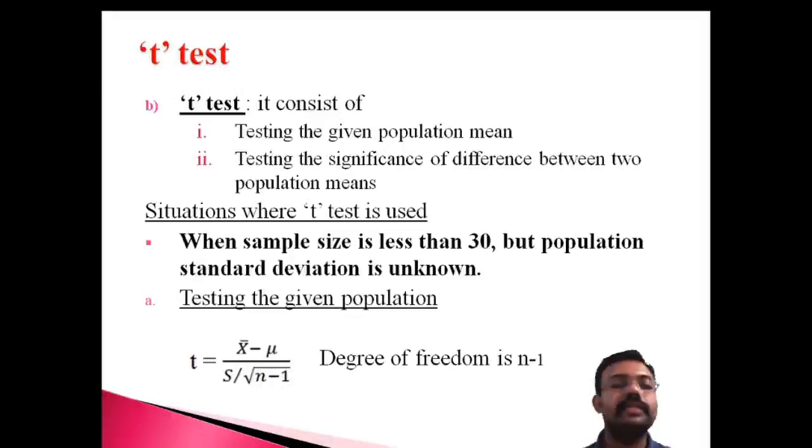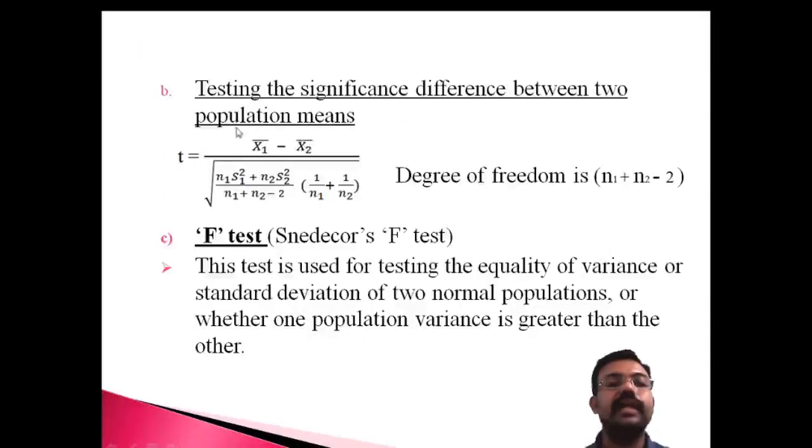And this is the t-test. A t-test is used when n is less than 30 and the population standard deviation is unknown. In this situation, we can use the t-test. And the t-test similarly has two situations. One is a test given the population, and the other is the significant difference between the populations. For the test given the population, the formula is x bar minus mu divided by s divided by root n minus 1. But here the degree of freedom is n minus 1. This is a very important element, the degree of freedom n minus 1. And for significant difference, this is the formula, and the degree of freedom, very important, is n1 plus n2 minus 2.